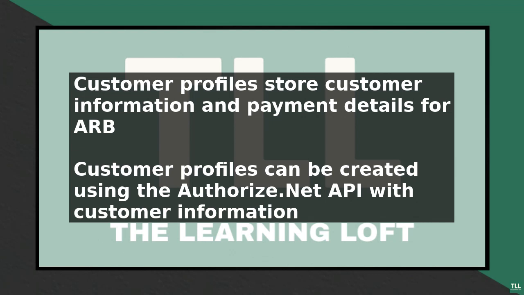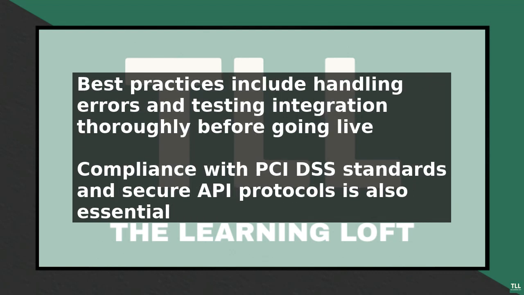Best practices for ARB integration include handling errors and exceptions properly, using secure protocols for API requests, and testing your integration thoroughly before going live. It is also important to comply with PCI DSS standards and to keep your API credentials secure.